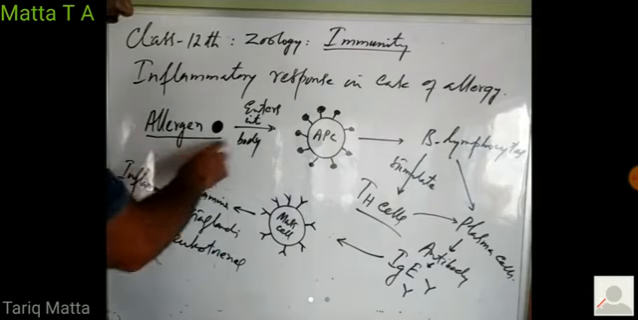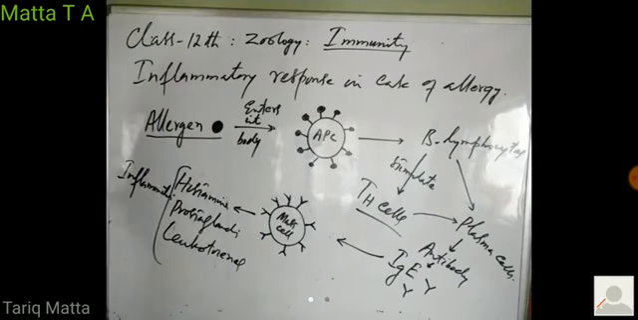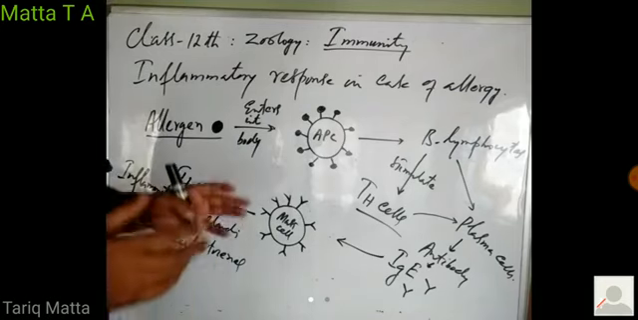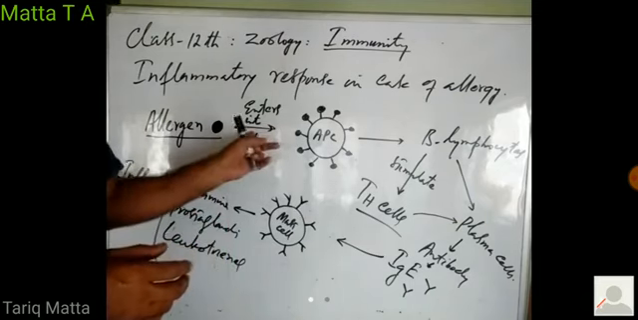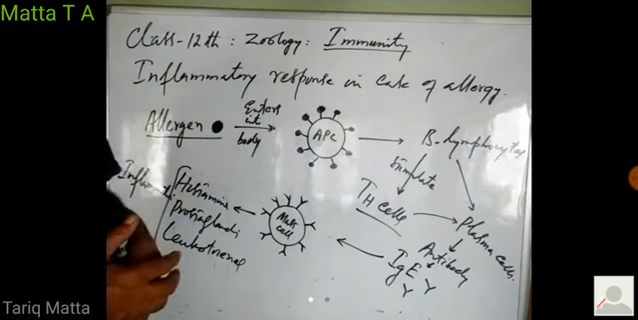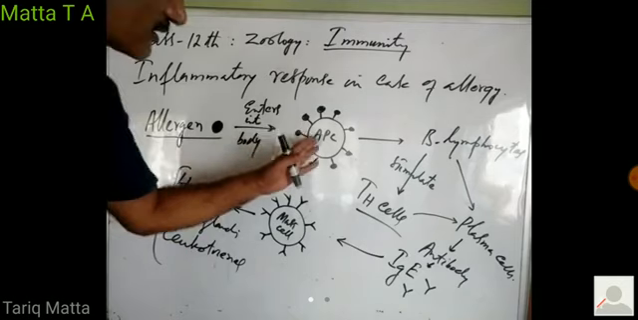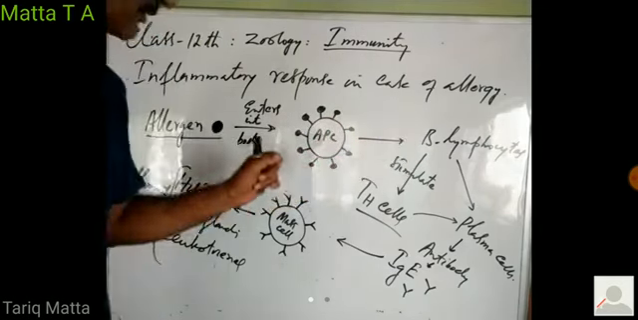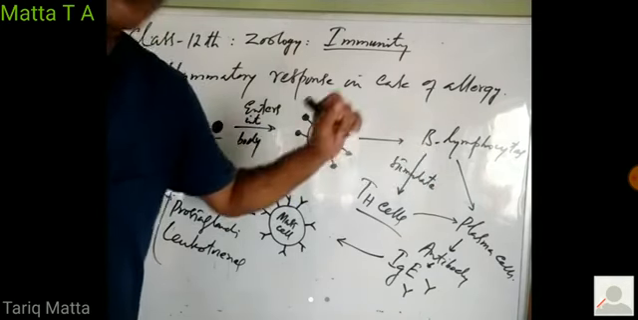So when an allergen enters into our body, this allergen binds to our APCs, antigen presenting cells. Most of our antigen presenting cells are phagocytic cells, and there is a special class of antigen presenting cells known as dendritic cells. So it binds to dendritic cells and phagocytic cells, which we generally call APCs, antigen presenting cells. These cells present this allergen to B lymphocytes. APCs take this allergen and present them to B lymphocytes.